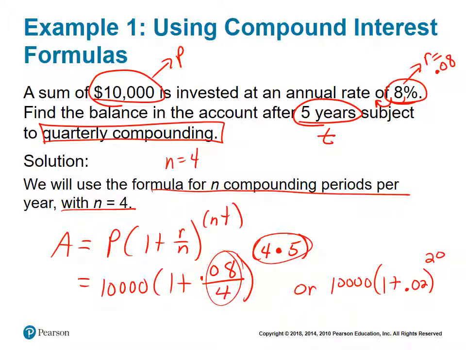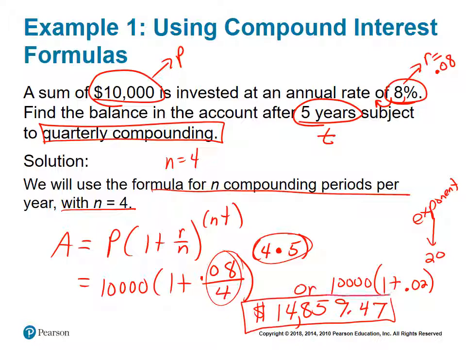Now you will simply type this into your calculator. So 10,000, open parentheses, 1 plus 0.02, close parentheses. Then you will hit the exponent key because our exponent is a 20. And you will type in that 20 for the exponent and hit equals. The answer here is 14859.47. That stands for $14,859.47. That would be your answer, or your A, which is also accumulated amount.